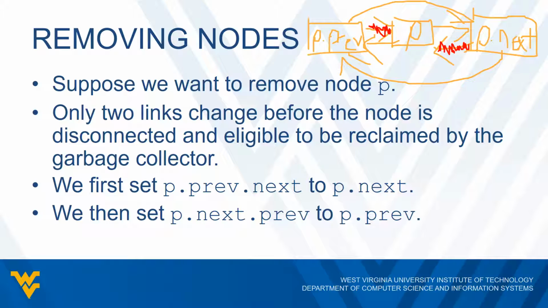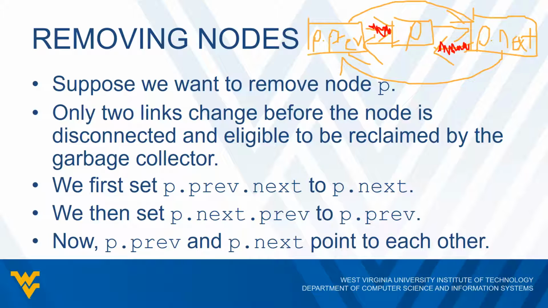And what that does is we see that now p.prev and p.next point to each other, so there's no way we have any node that can directly access p anymore. If we traverse through this list, p gets skipped, so eventually the garbage collector will detect that and remove it from the linked list.